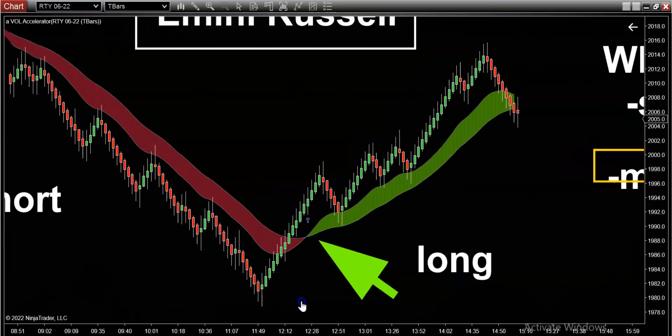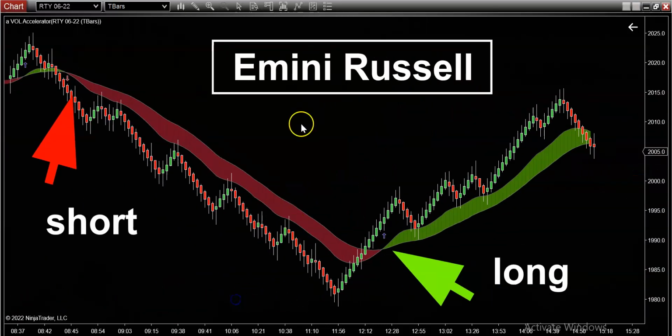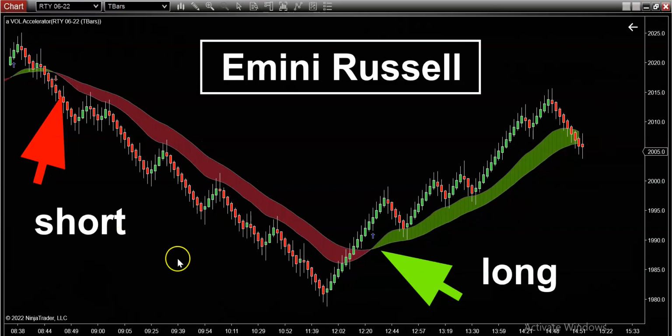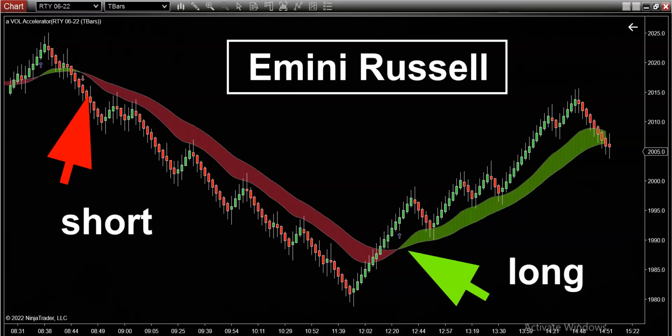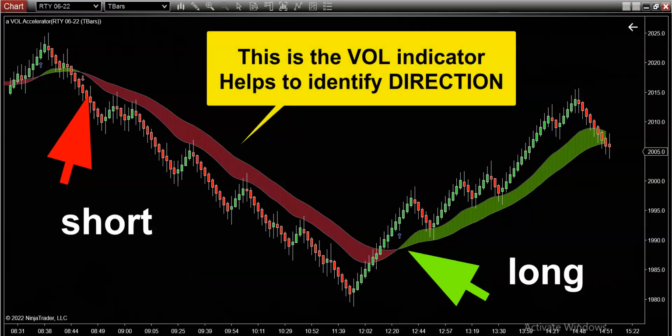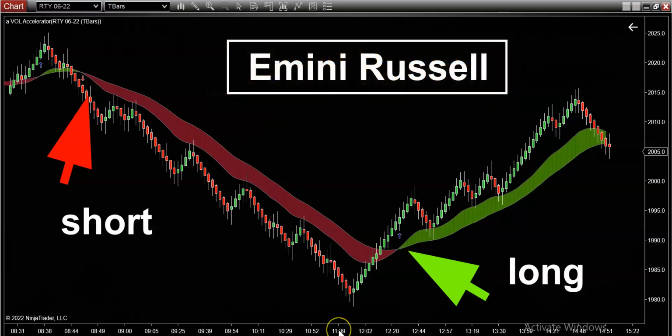Let's take a look at it. Case in point, and don't worry, I'm going to contrast the Russell with the S&P today. You're going to see what I'm talking about. And before I forget, folks, this green and red color band that you see overlaid on top of the chart is our proprietary volume indicator. In my opinion, this is the best indicator in the world to assist traders with identifying the direction.